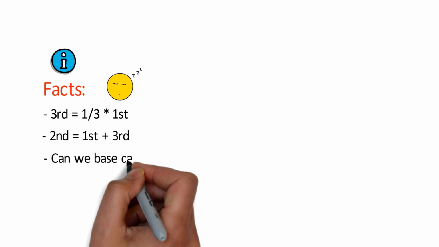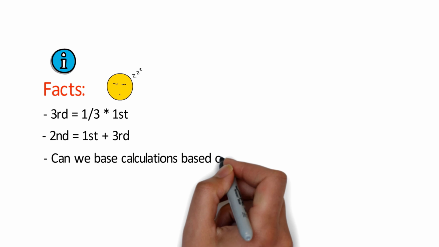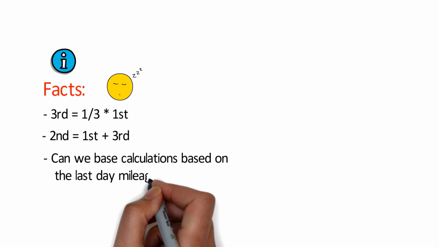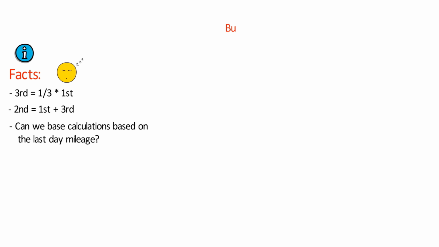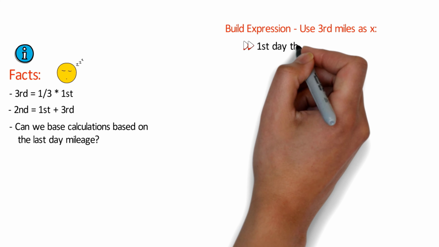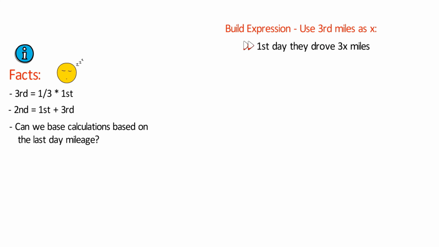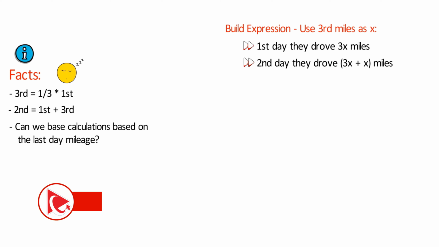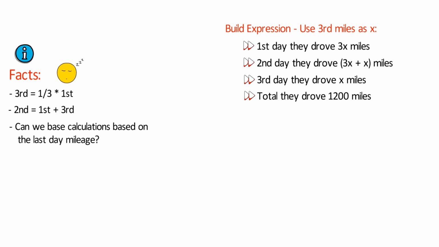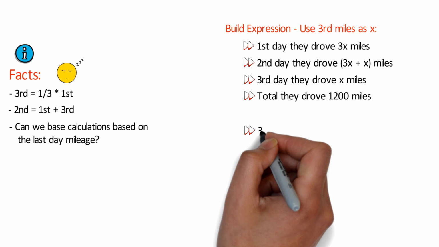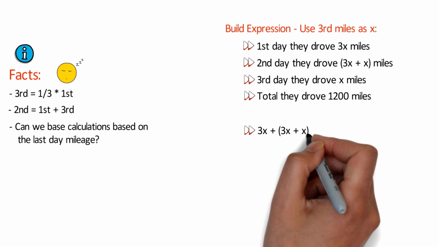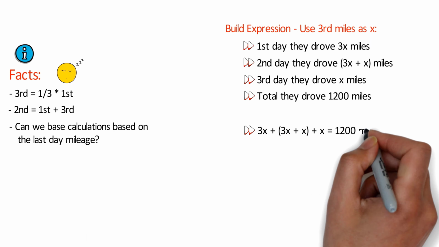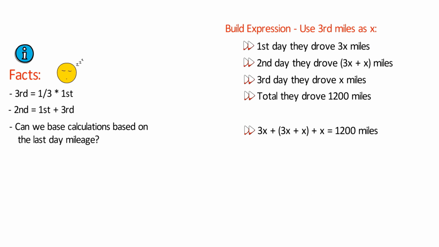So what's interesting here, can we base our calculations off of the last day mileage? And what I mean by that is, can we use the third day miles as x in the expression we're trying to build? Based on this information, on the first day, they drove 3x miles. On the second day, they drove 3x plus x miles. In total, they drove 1,200 miles. So now we can build an expression: 3x, in parentheses 3x plus x, and then plus additional x equals 1200 miles.